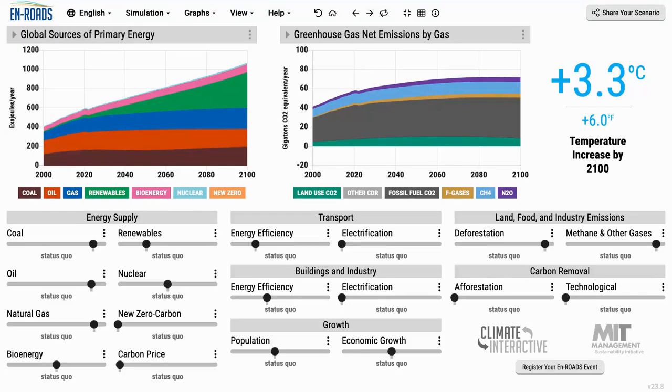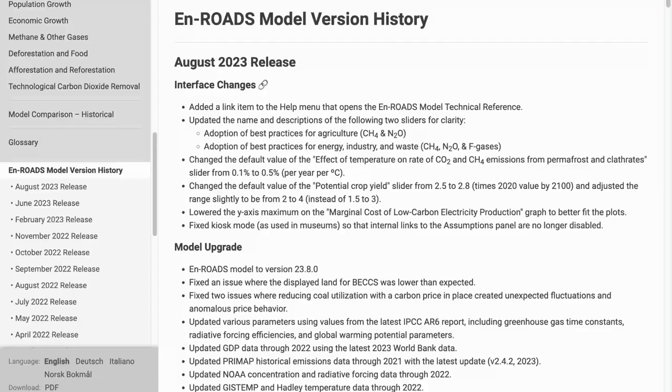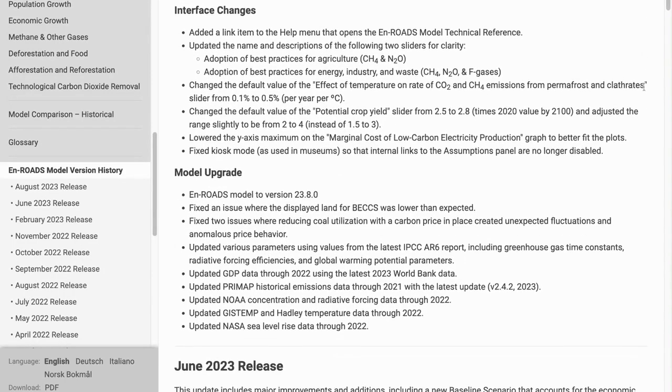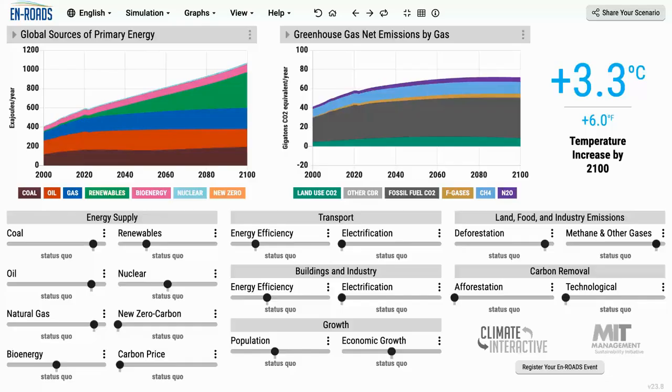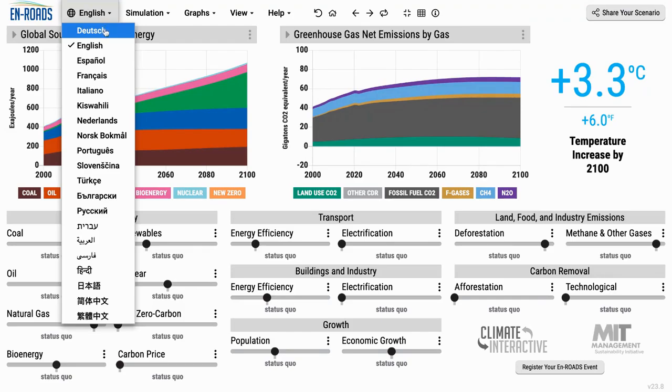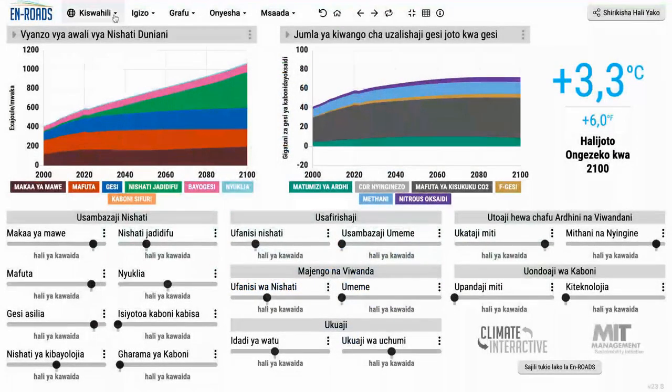The simulator shares every month the release notes. That is all of the new things when we update the model with the latest scientific discoveries. Those release notes are shared online. Also, we have translated the simulator into many other languages and are always adding more over time.